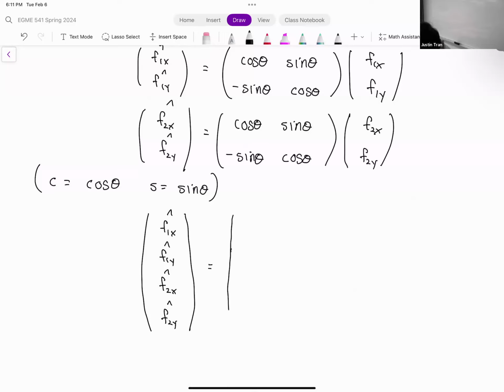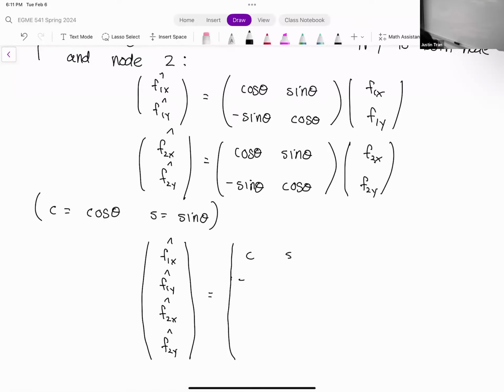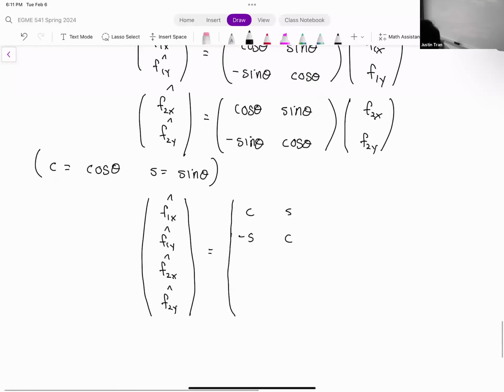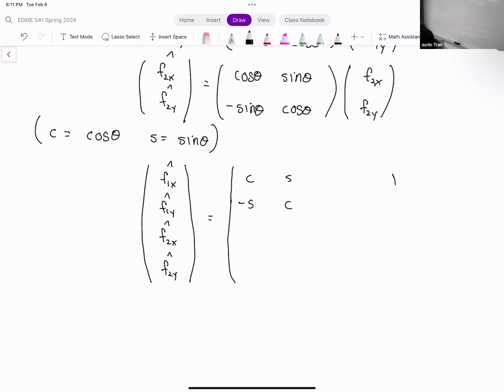All right, so this is going to be equal to, so I'm just applying our transformations now. So it's going to be C, S, minus S, C. Because ultimately, we want to replace this with something with F1x, F1y, F2x, F2y.